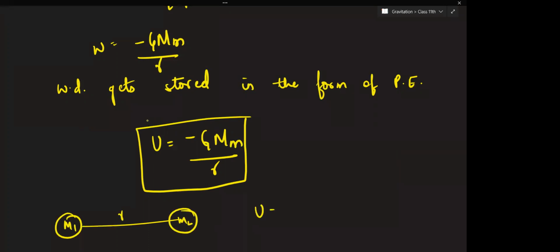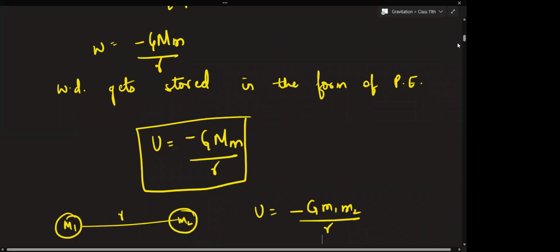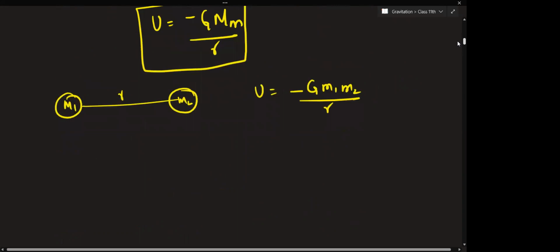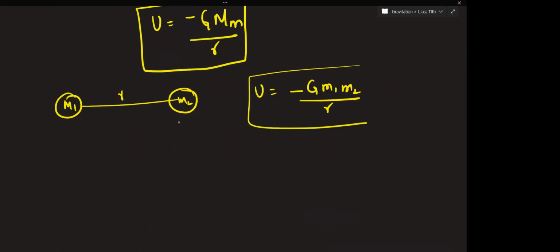So potential energy would be minus G m1 m2 by r. Like this you have to write. Now see, class, we are getting this negative sign through our integration. This negative sign actually has a significance.